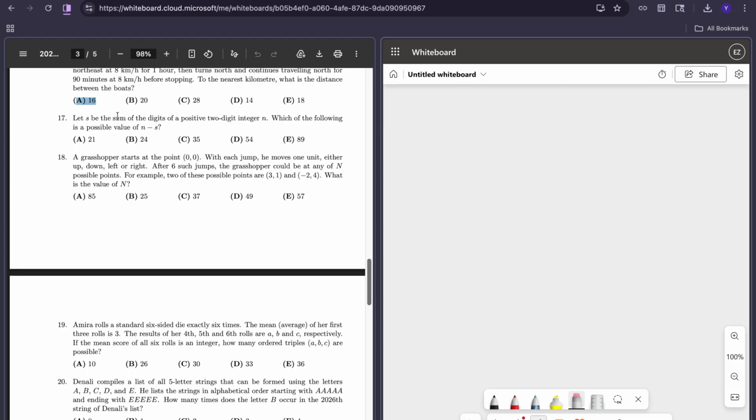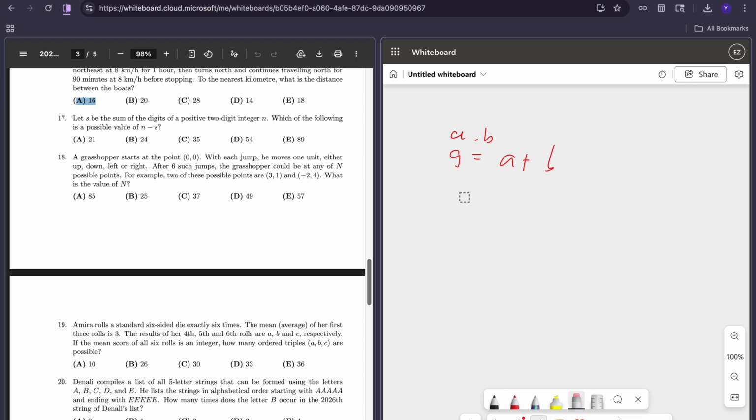Let S be the sum of digits of a positive two-digit integer n. Which of the following is a possible value of n minus s? This is really easy. We do a, b is a digit. So s is equal to a plus b.